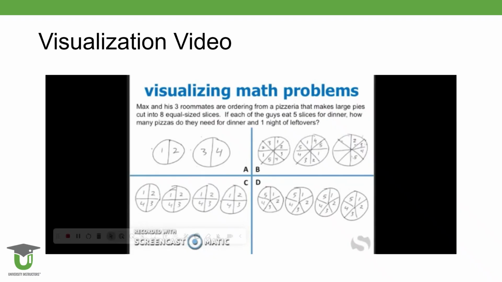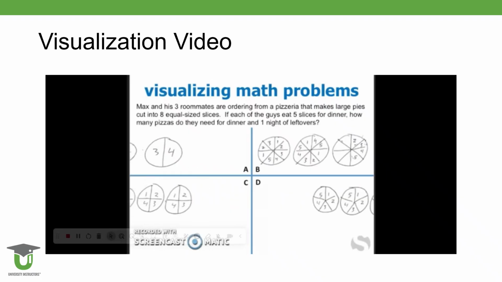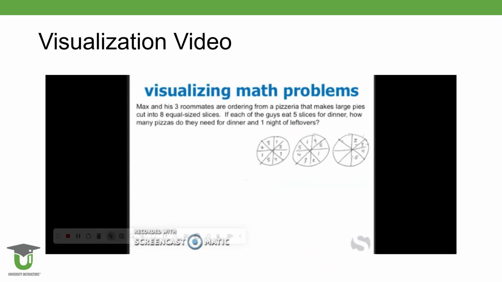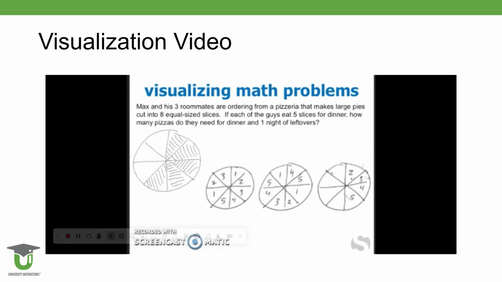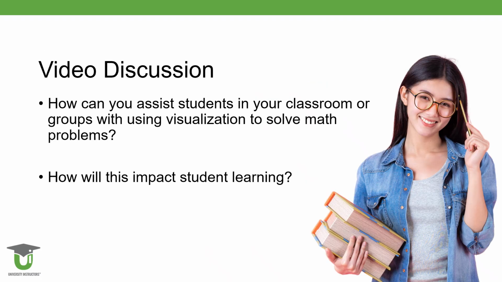Four diagrams could be presented to a struggling math student who has to select which one connects to the problem. B, or the set of 3 circles divided into eighths, is the correct option for this word problem. Multiple choice is a good stepping stone towards independent diagramming of solutions and math visualization.